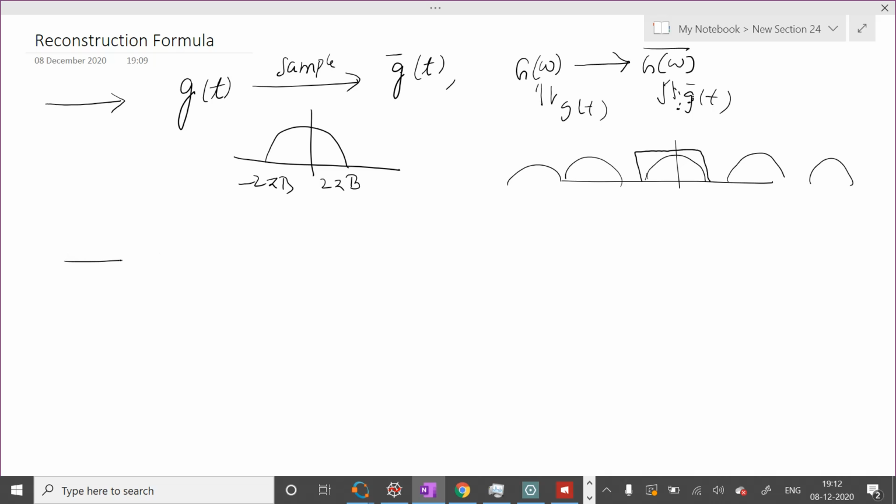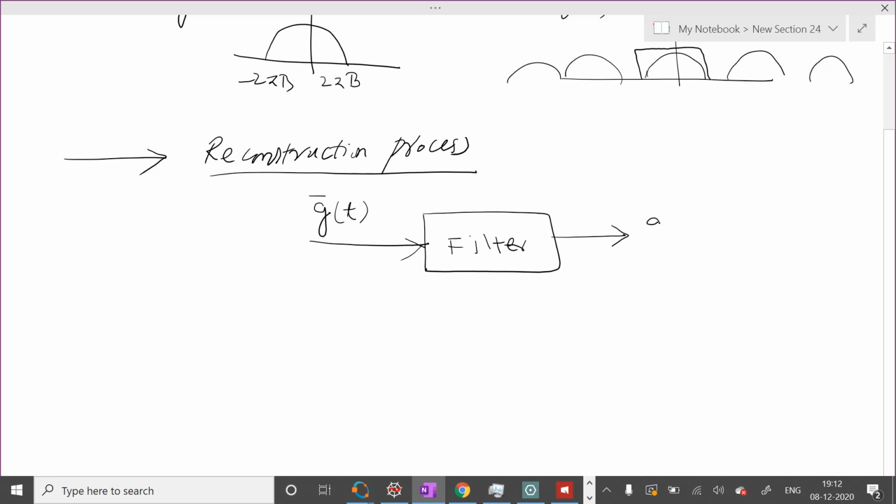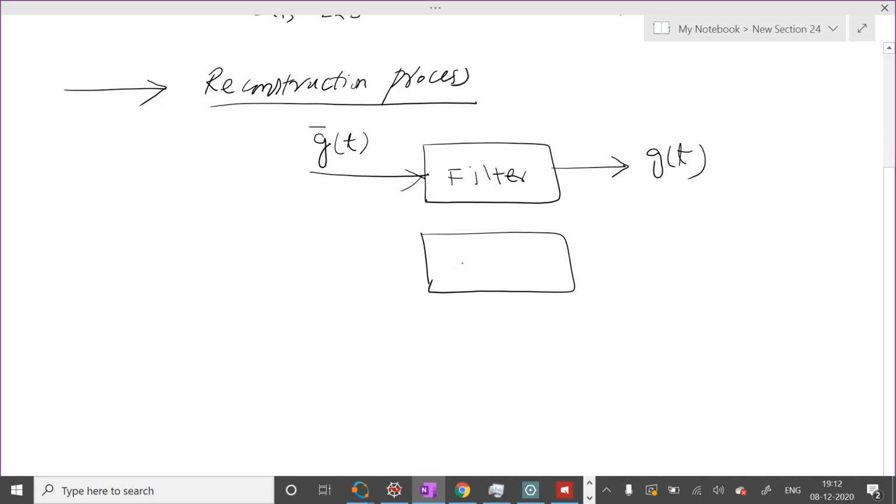Now if you look at the reconstruction process, it is like we have a filter. To this filter we provide the input g bar of t, and we should get g of t. That is our purpose. So in frequency domain, if we have h of omega as the transfer function of this filter, the input is g bar of omega, then output should be g of omega.